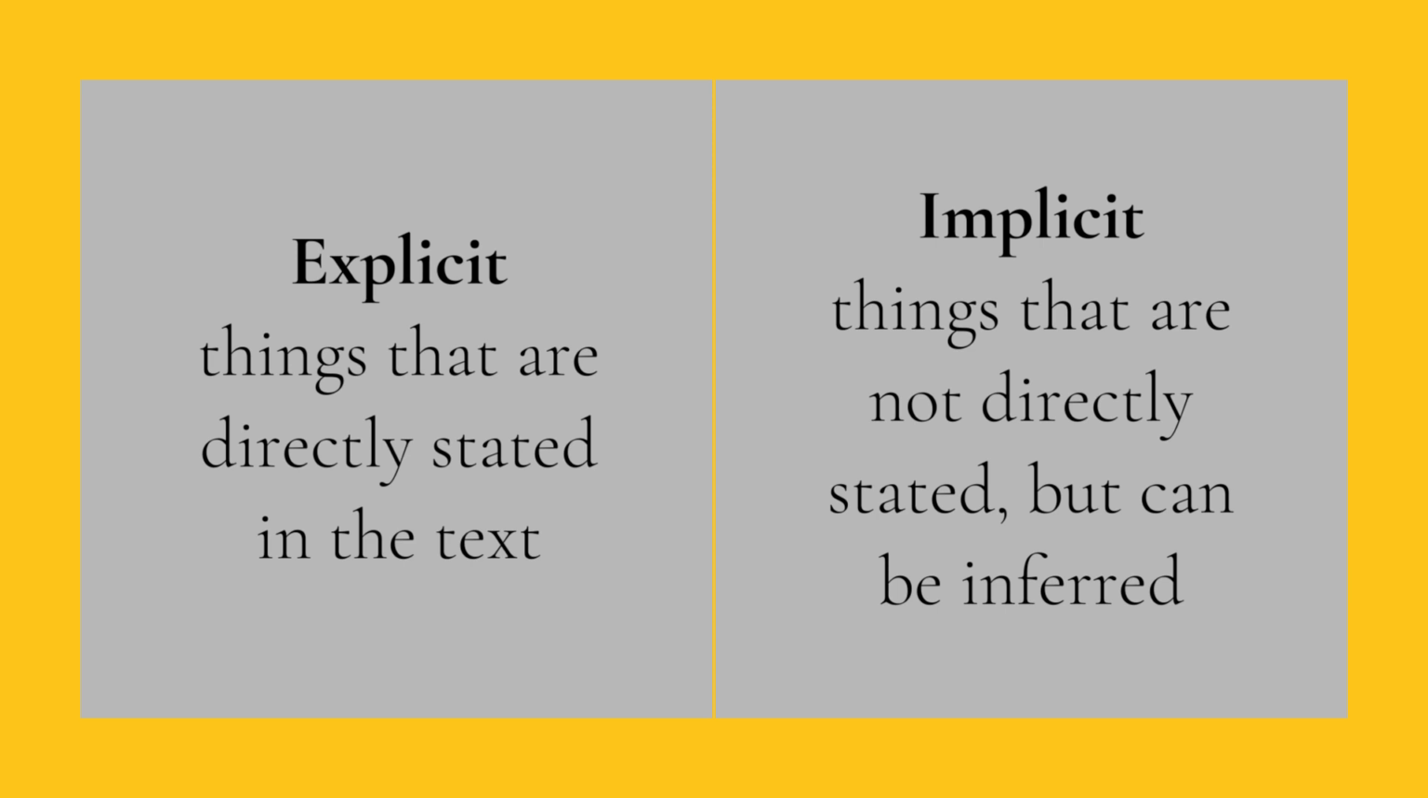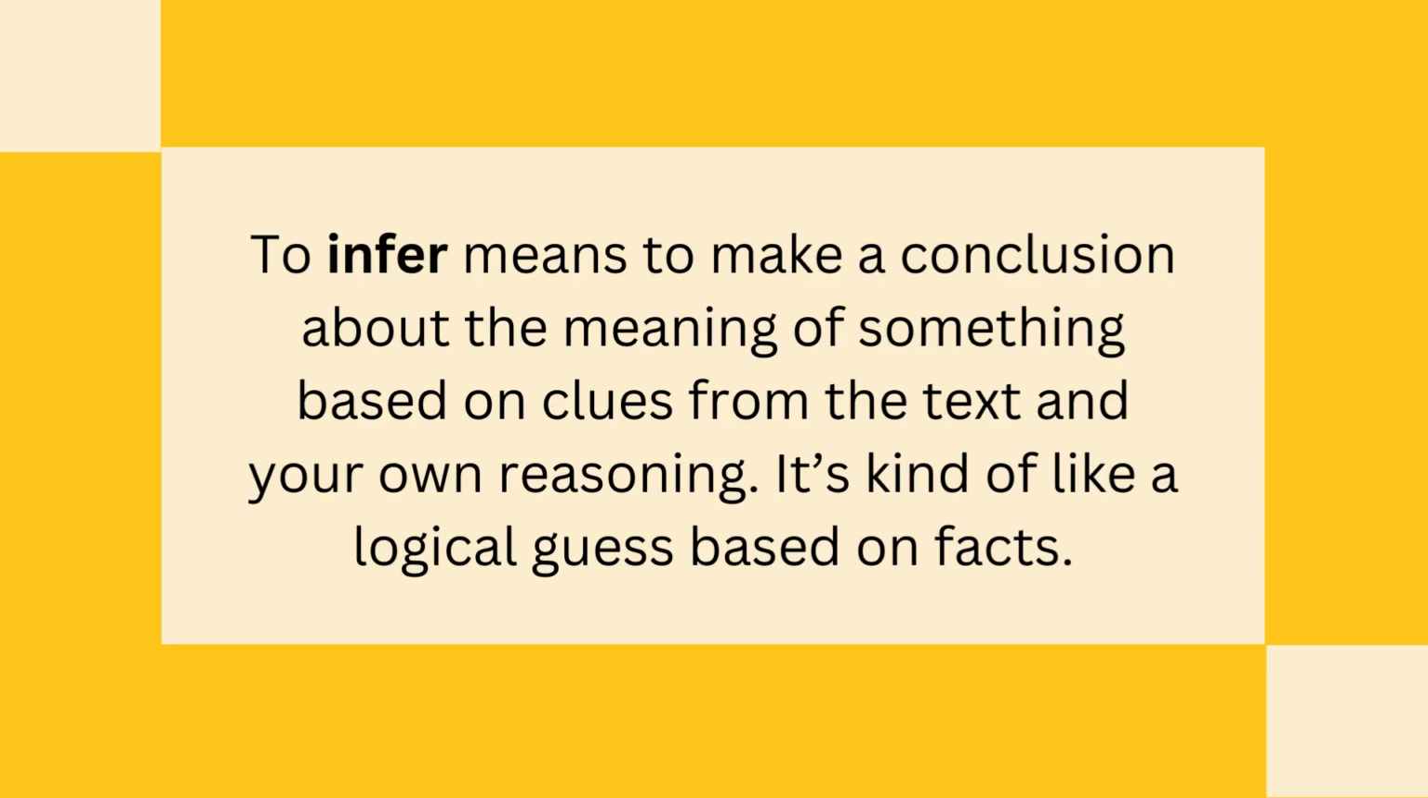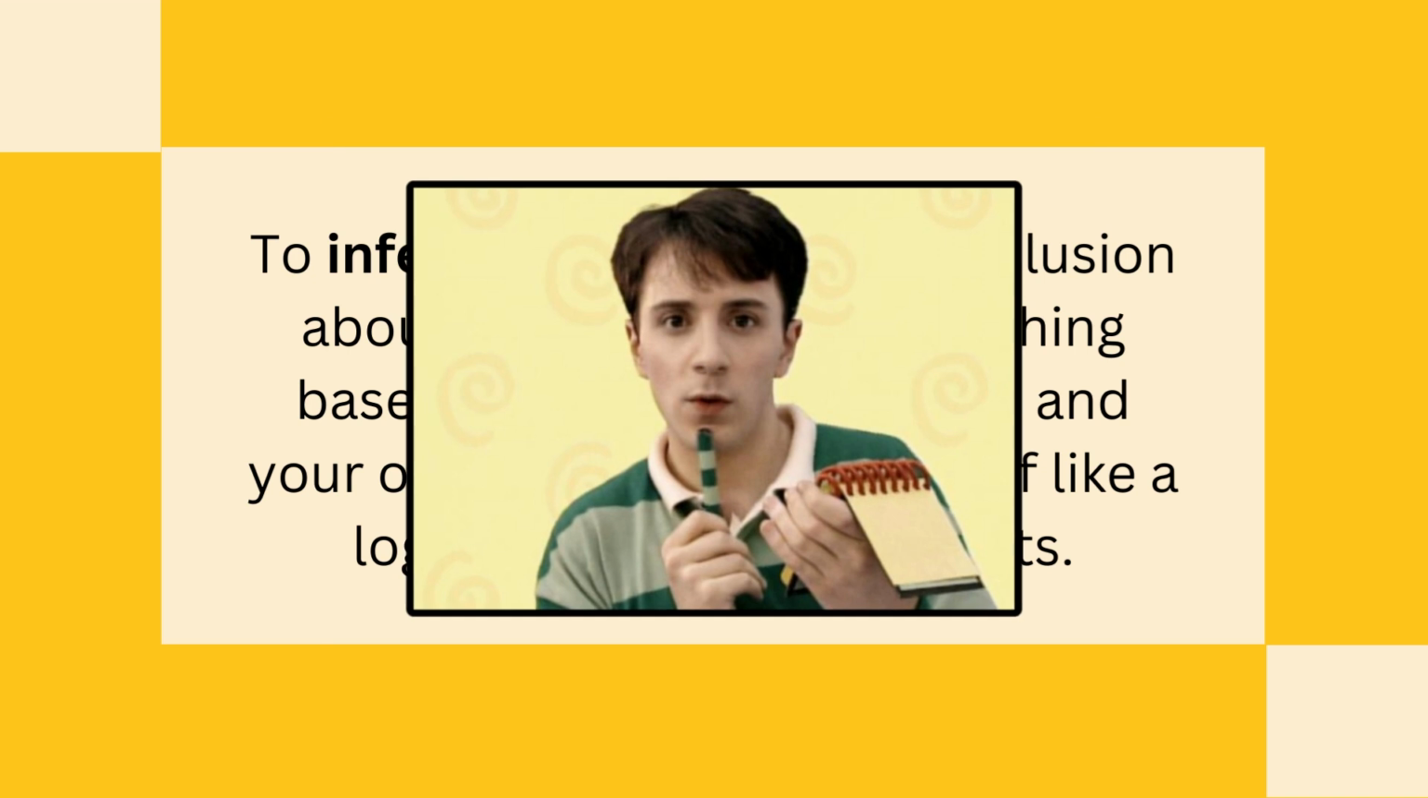But sometimes we have to read between the lines and look at what's being implied. These are called implicit details, things that are not directly stated but can be inferred. To infer something means to make a conclusion based on clues from the text and your own reasoning. It's kind of like making a logical guess based on facts.